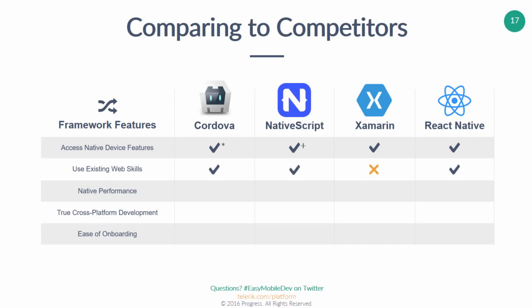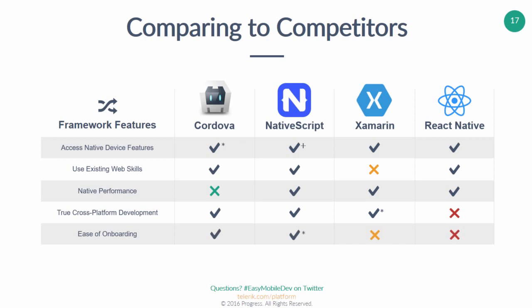Now, all the frameworks except for Xamarin let you reuse your existing web-based skill set that's based on JavaScript. Likewise, all the frameworks except for Cordova provide you with native UI and native performance. As another differentiator, all the frameworks except React Native are considered write once, run anywhere. I put an asterisk next to Xamarin because this does apply to Xamarin Forms, so I'm giving them kind of the benefit of the doubt here.